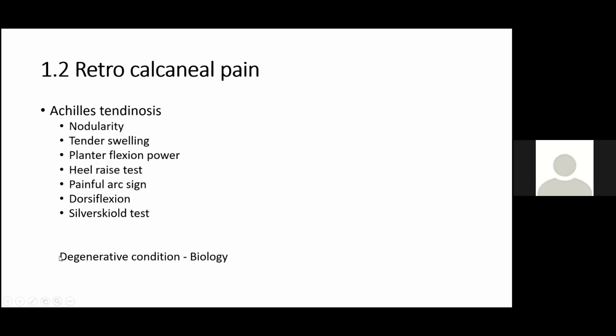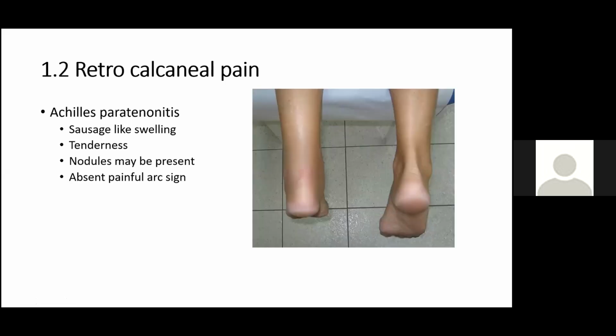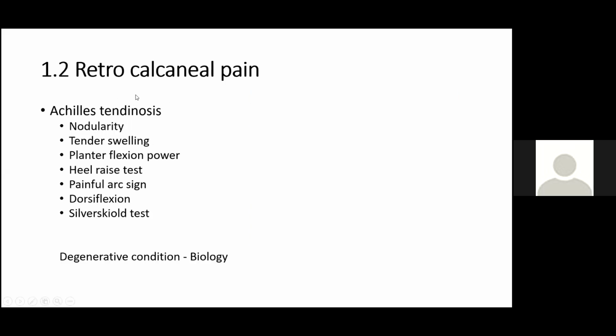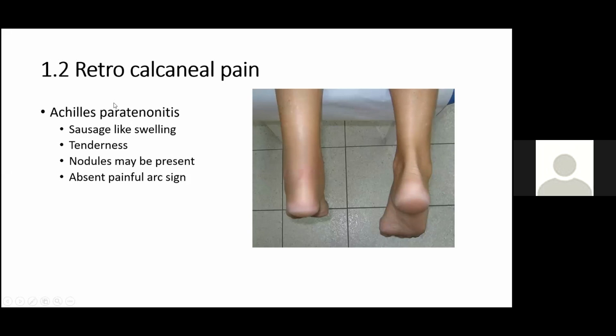And remember, this is a pure degenerative condition and there is a problem with the biology. The blood supply is compromised in this area. You can see from the name, tendinosis is a degenerative condition. It does not have anything to do with inflammation. Whereas paratendonitis is a pure inflammatory condition, which you get in athletes, at least in weekend warriors who on and off take part in athletic activities.